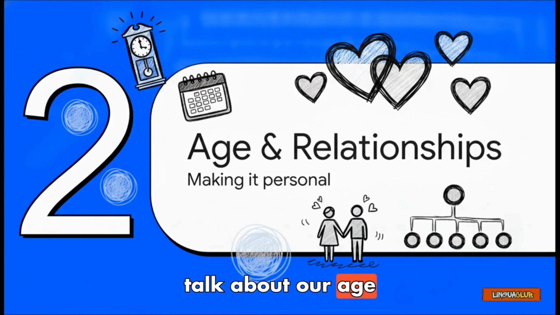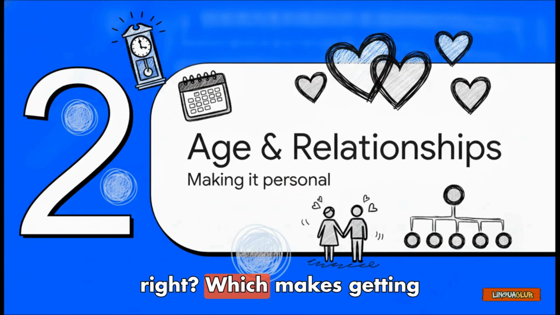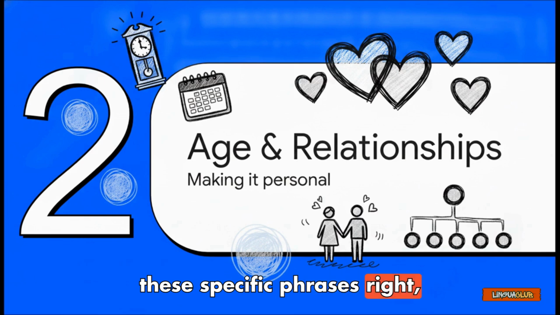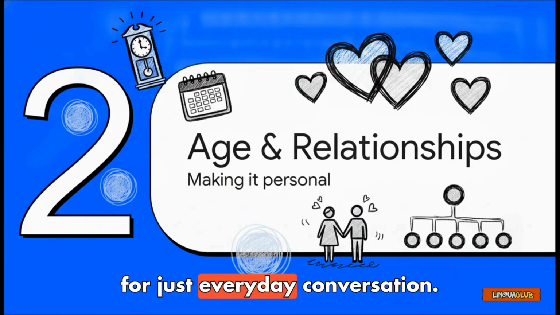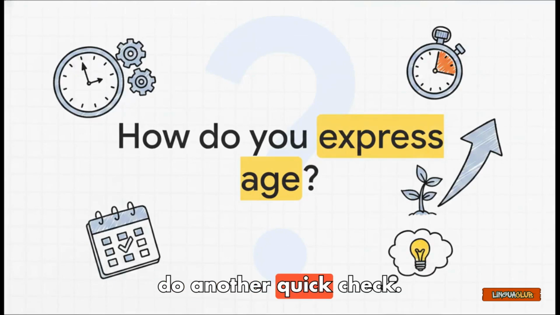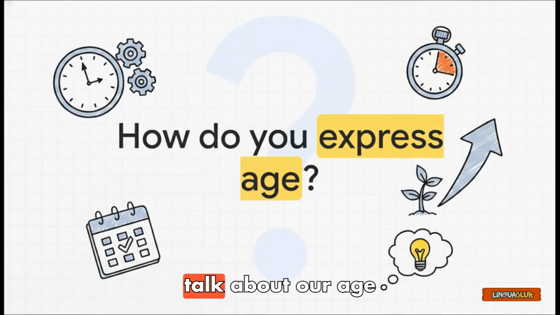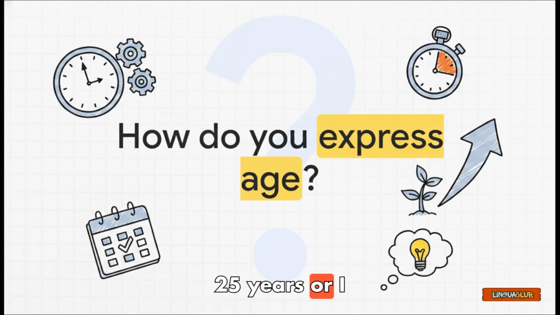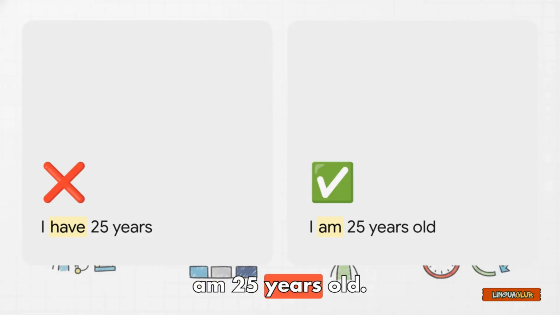We talk about our age and the people we love all the time, right? Which makes getting these specific phrases right incredibly important for just everyday conversation. Let's do another quick check. How do we correctly talk about our age in English? Is it, I have 25 years, or I am 25 years old? Let's take 3 seconds. 3, 2, 1. The correct answer is I am 25 years old.